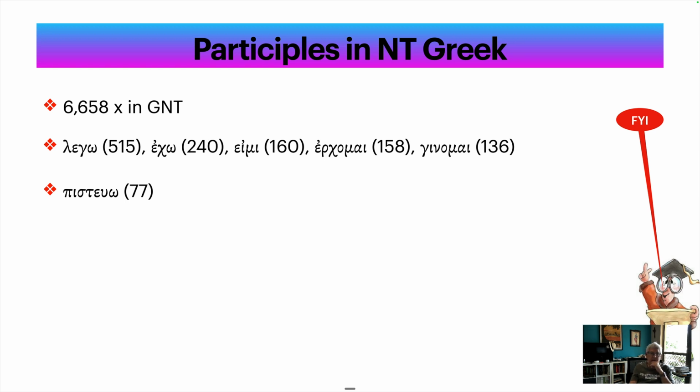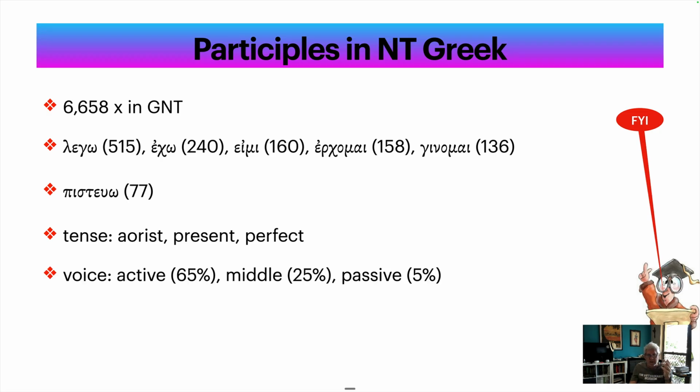Pisteuo, again looking at that because it's a theologically loaded word for us, only occurs as a participle 77 times, and without looking up the data, I'm guessing many of those will be a phrase like the believers, the ones who are believing. Okay, hoi pisteuantes, for example. So it's going to occur, as we've seen, aorist, present, and perfect. Most of the time it's going to be active, and about a quarter of the time it's going to be middle.